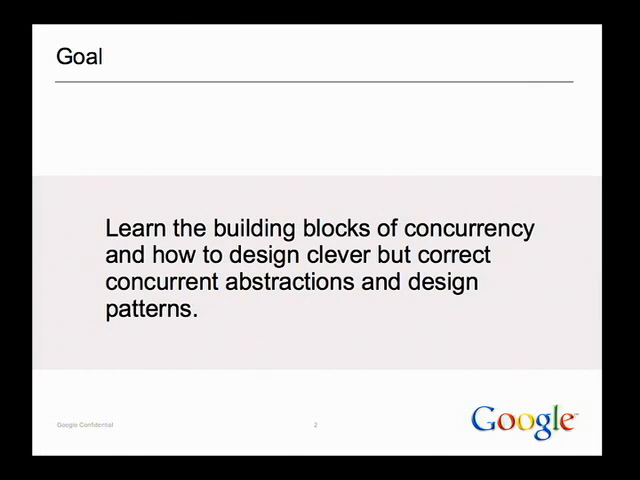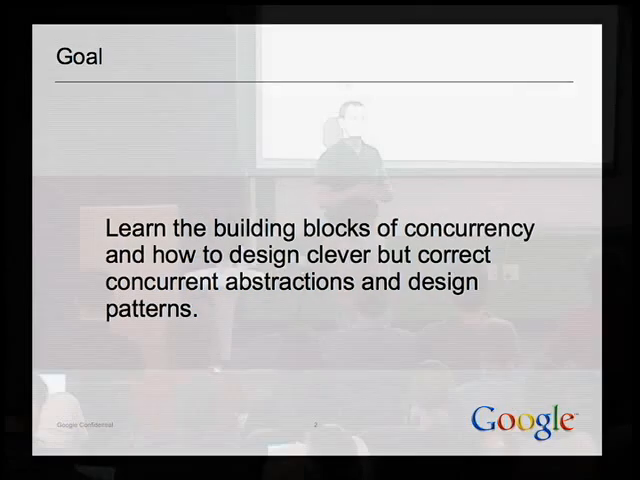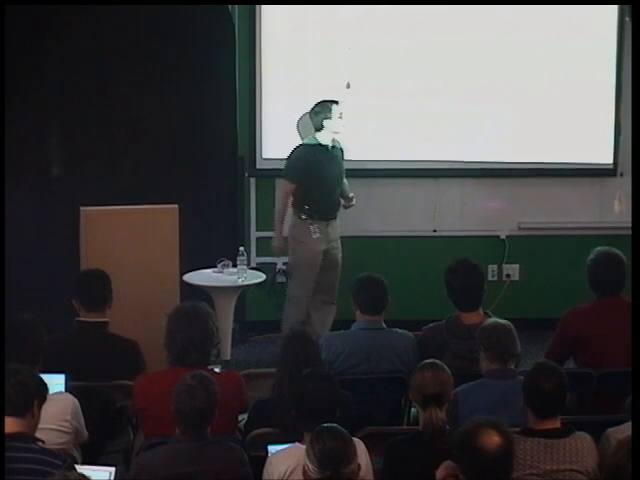Right, so the Java memory model, this is really about concurrency in Java. And what I'm going to do today is talk about how you can understand the building blocks of concurrency in Java and how you can use them to make effective and efficient code.